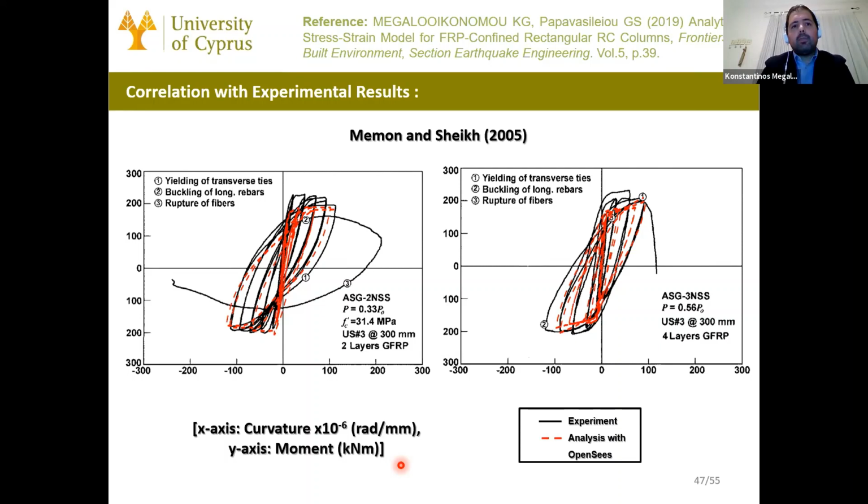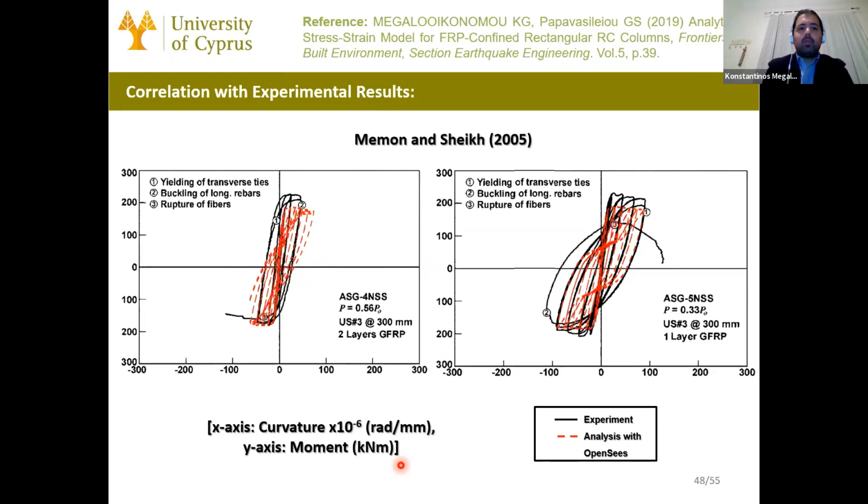You can see that, although I should mention the fact that the curvature in the experiment is measured over a region, while in the fiber model it is reported at an integration point of the fiber section. So the slight difference in the response is also due to this fact. And you can see the comparison for different columns. They have different levels of glass fiber reinforced polymer, and the axial load is also different between the specimens.